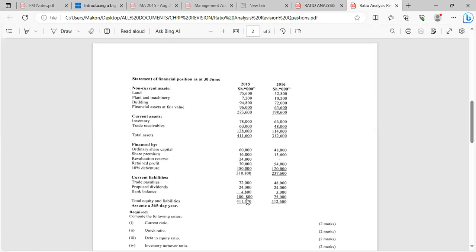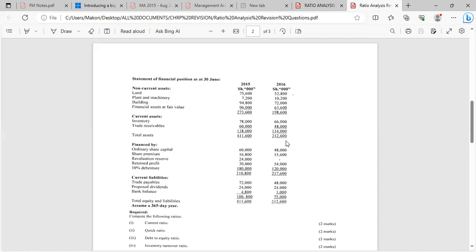So the current ratio for the year ended 2015 is 138,000 divided by 100,800. So don't take 411,600. That is the sum of the current assets and the non-current assets, 273,600 and 138,000. So you only take the current assets, 78 plus 60, 138,000, divided by 100,800. You just divide, you get the answer, and the answer you get, you put it as to 1.